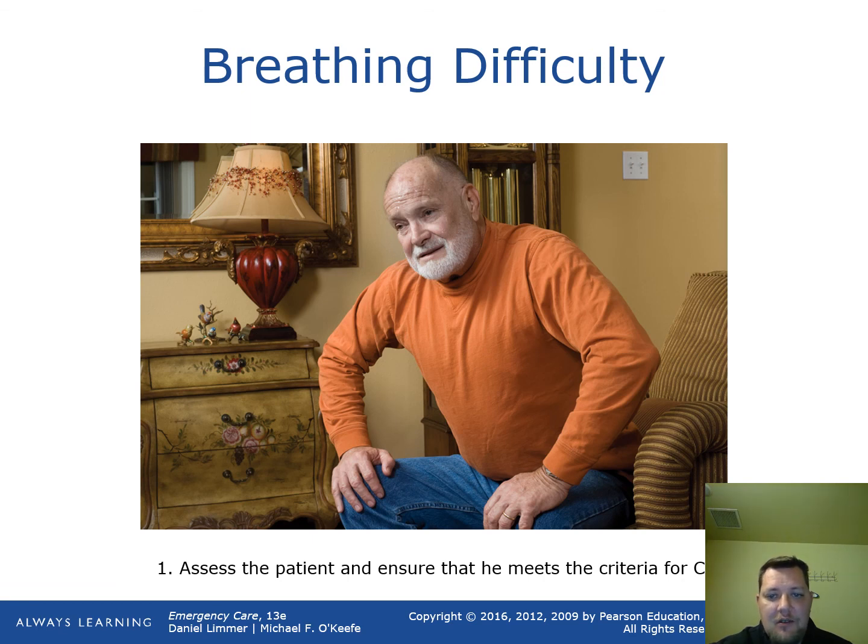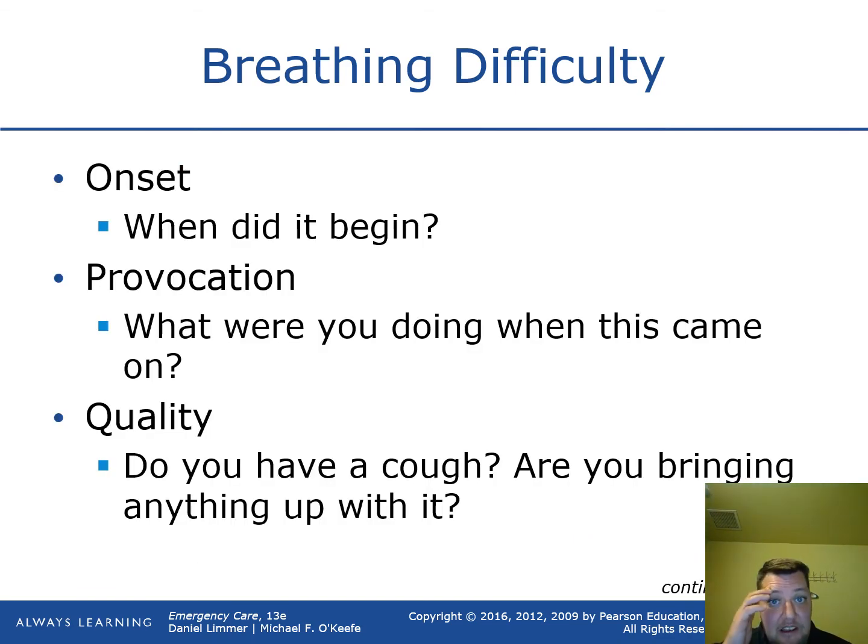Okay, so this tripod position here, where he's got his arms down on his knees and he's resting them, and he's kind of leaned forward just a little bit. He probably meets the criteria of breathing difficulty. Okay, he appears to have breathing difficulty. Okay, so what questions do we want to ask? We want to use the OPQRST mnemonic.